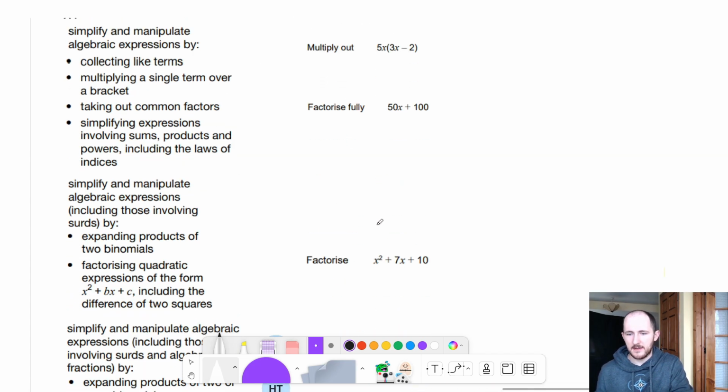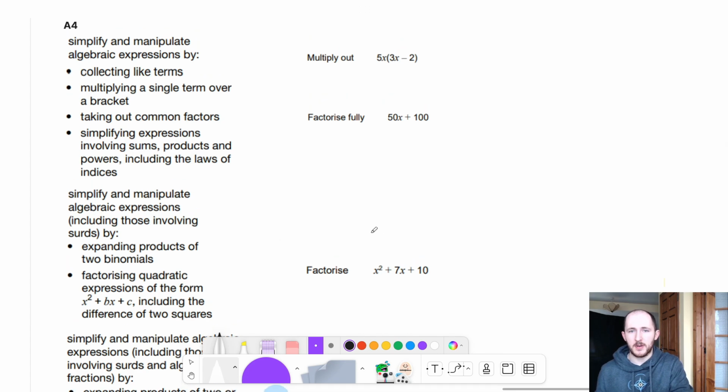So here we have a chunky spec point. You need to be able to simplify and manipulate algebraic expressions by collecting like terms, multiplying a single term over a bracket, taking common factors out, simplifying expressions involving sums, products, and so on. So let's start with that first. We need to be able to multiply out brackets. Generally speaking, they ask you to expand and simplify. We're going to be doing that a bit later on as well.